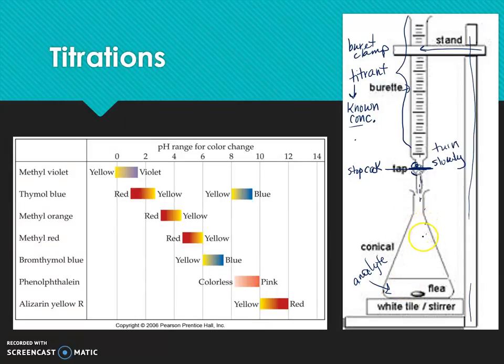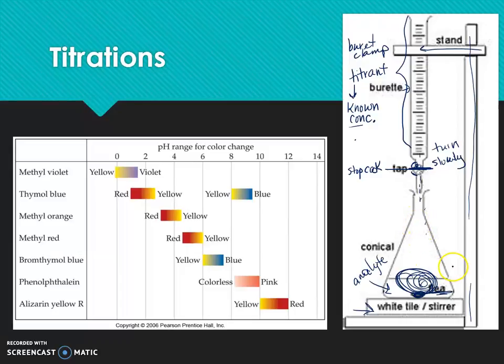We want that conical shape because you want to be able to swirl the stuff that's in here so that it stays nice and mixed. That way you don't have inaccurate data. Now, this little flea down here is actually a magnet. In some college classes you'll have a stir bar, or flea, and a stir plate, and it would stir as you mix. However, this is not such a place, so you will have to swirl the flask contents by hand, and I'll show you how to do that in class.